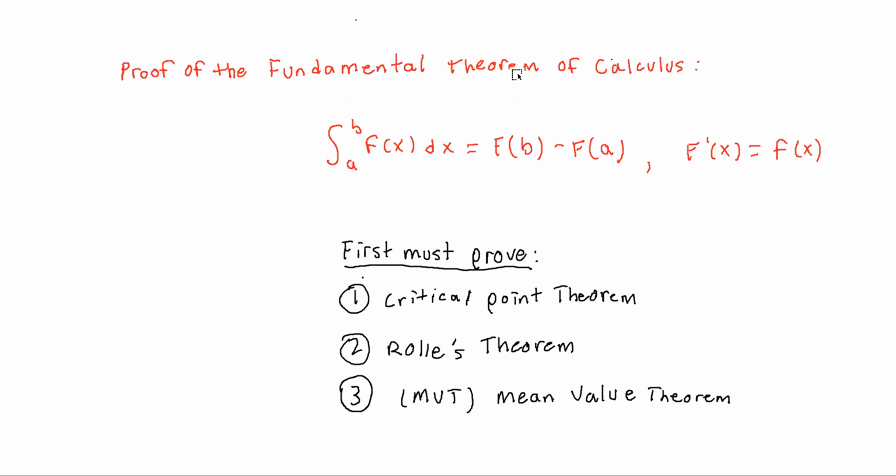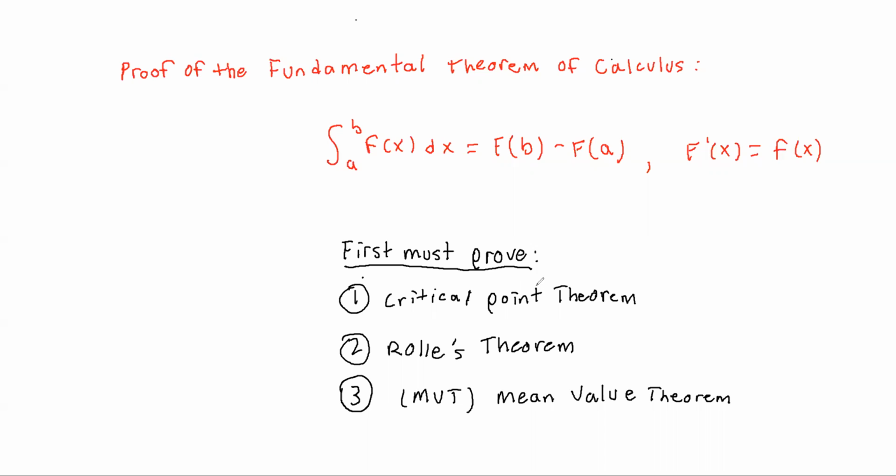Today we're going to be talking about proving the fundamental theorem of calculus. To prove the fundamental theorem of calculus, which is, by the way, defined as the integral from a to b of f of x dx equals the antiderivative evaluated at b minus the antiderivative evaluated at a, where the derivative of the antiderivative of f of x is equal to f of x itself.